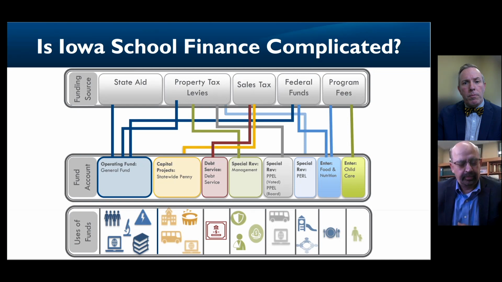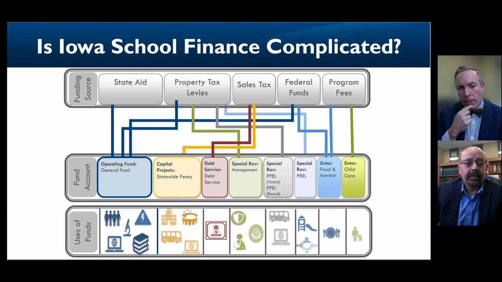This is a diagram I like presenting to ground everyone, to show how complex our school finance is. On the top row, as you would see, it shows what are the different funding sources, or the sources from which the district gets its money or revenue. We have state aid, we have property taxes, sales taxes, federal funds, and some program fees. This diagram also shows which fund those revenues go to.